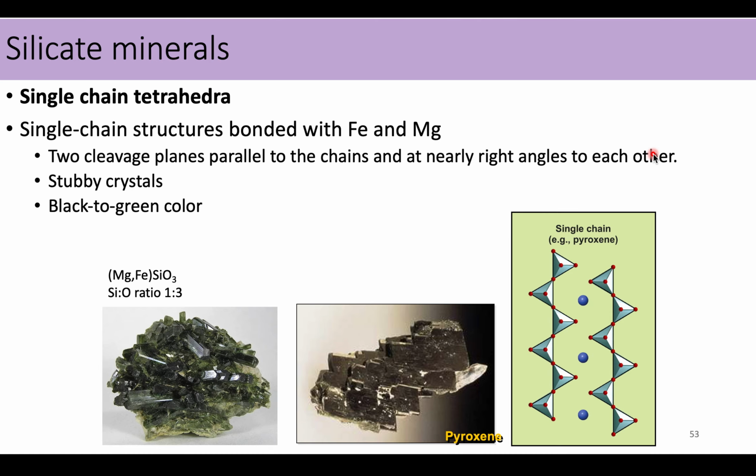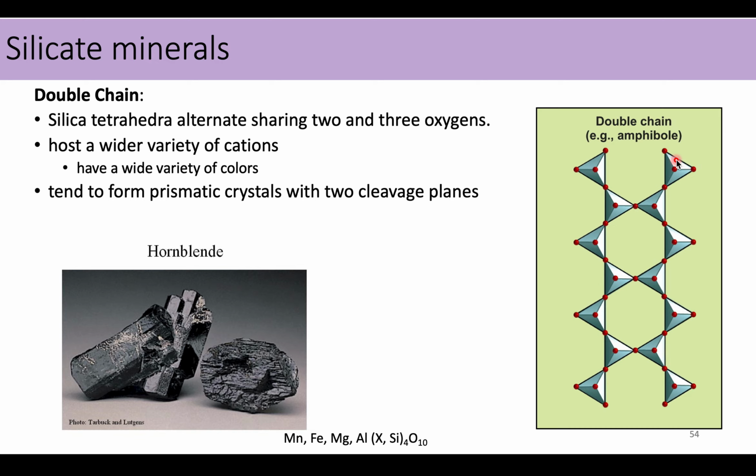These minerals will have 2 cleavage planes generally, so not just one, but actually 2, like this. And usually they're bonded at right angles to each other. So with single chains, we can also have double chains. Double chain silicate minerals are when we have 2 chains and then they are connected to each other. So it is double. They alternate, sharing 2 and 3 oxygens. For example, this tetrahedra shares 3 oxygens. This tetrahedra shares 2. This one shares 3. This one shares 2.